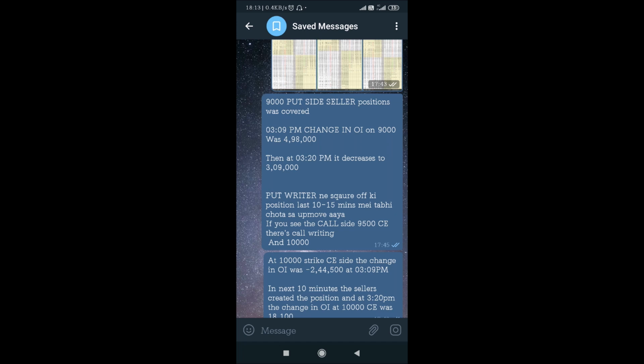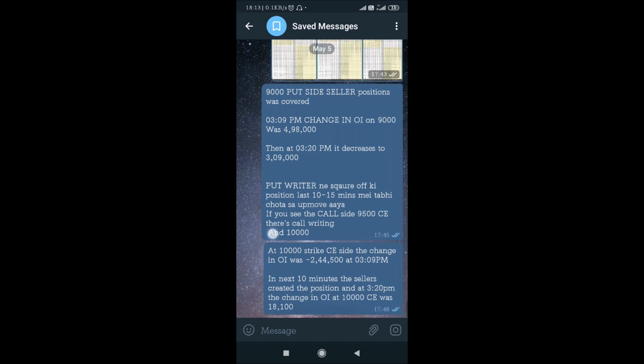So this small up move was the put writers covering their positions at the lower side, and at the 10,000 strike the call writers were covering their positions, and at 10,000 strike CE the change in OI was at -244 at 3:09 pm. That I've already explained to you. There was a massive change in OI going on at the 10,000 strike price.